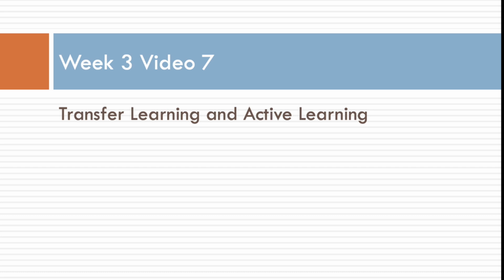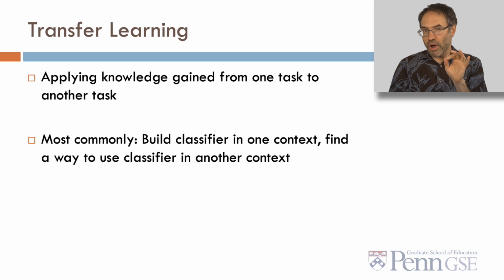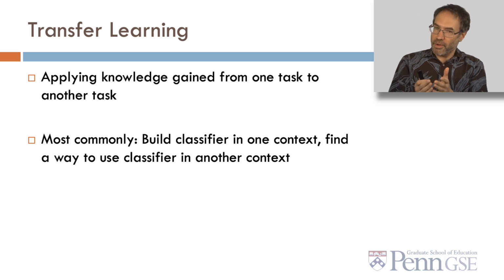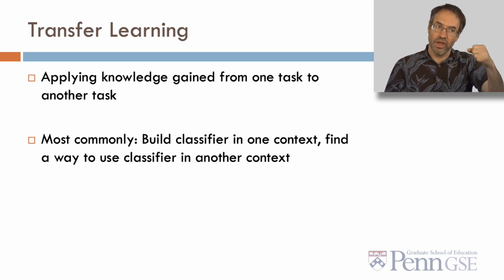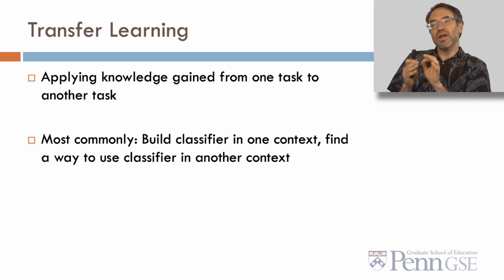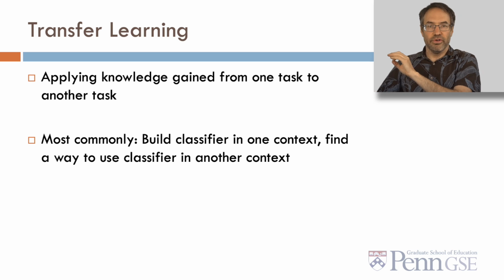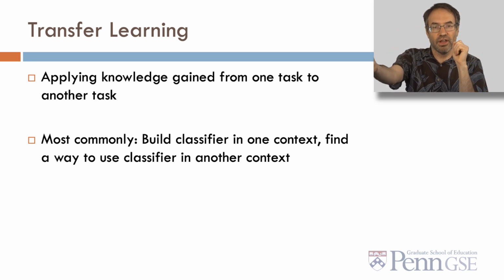In this video, we're going to talk about transfer learning and active learning. A lot of times we build a model. We want it to work in other contexts, and we've talked a lot about that already in this week and the previous week. Transfer learning is where we more explicitly go beyond just saying we're going to take our model and use it in new contexts and hope, based on good evidence, it works. We're actually going to say, can we go beyond that to actually make our model better for a new task? So can we apply the knowledge gained from one task to another task?